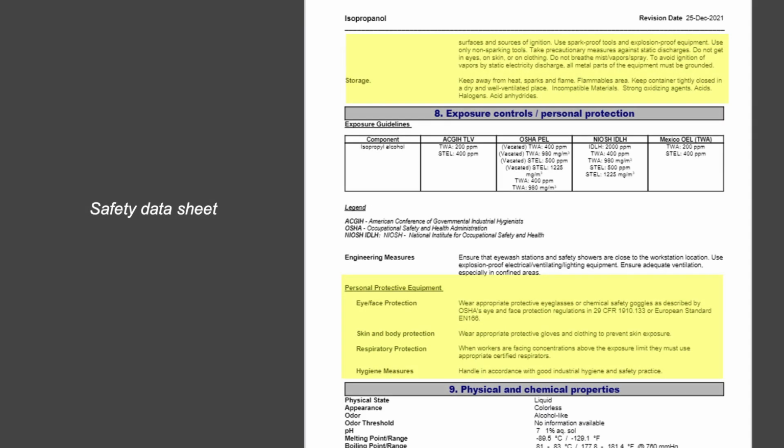Safety data sheets will specify appropriate usage of personal protective equipment necessary for the specific solvent, as well as proper storage and use of the material. Practicing the safety measures established in the SDS will help mitigate health risks associated with using the solvent.